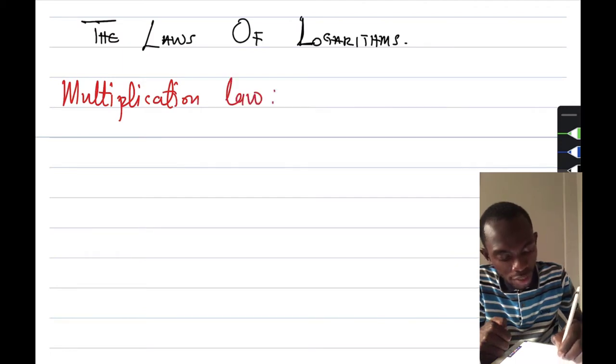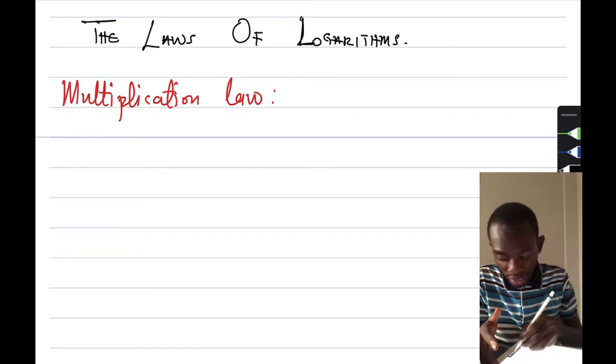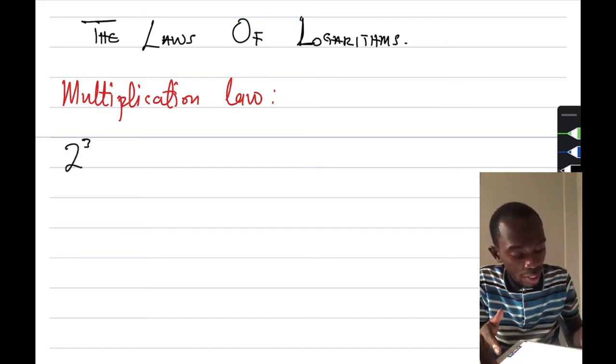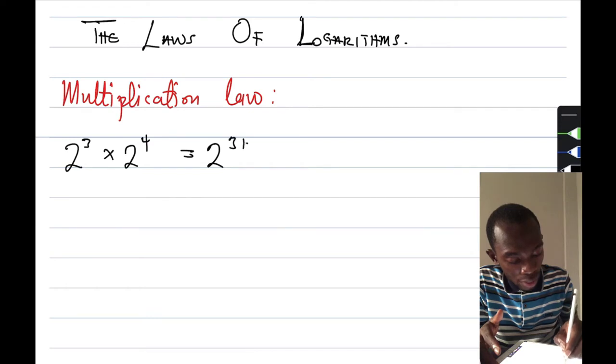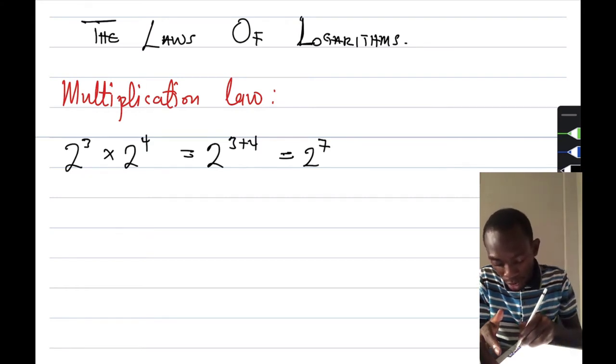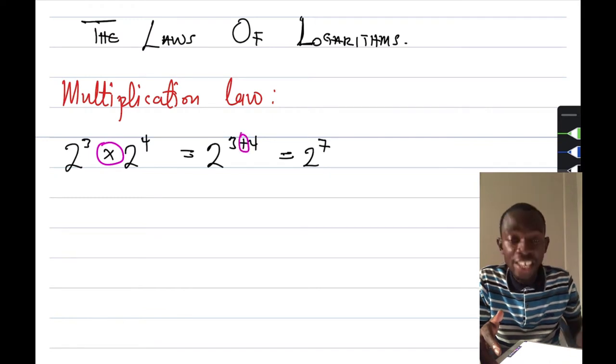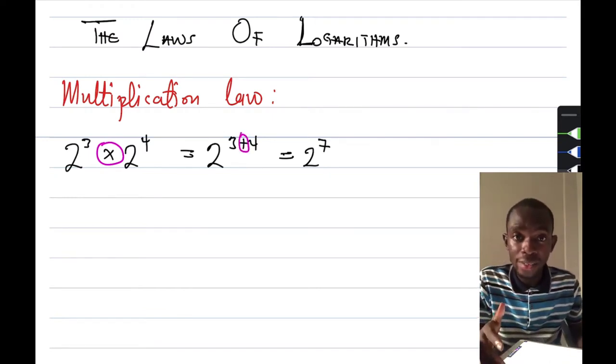All right, so let's start from what we know to what we do not know. From our study of indices, we came to see something really important. For example, if you have 2 to the power 3 times 2 to the power 4, you would say that the answer is 2 to the power what? 3 plus 4, and then you can say 2 to the power 7, right? Now check this thing out. What is happening here? You have multiplication and then you used addition to simplify it, right?